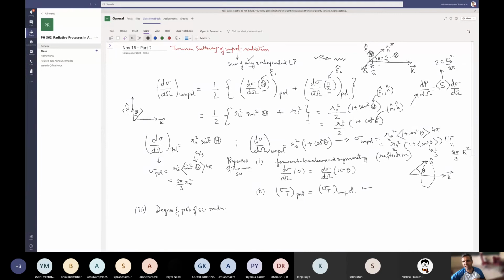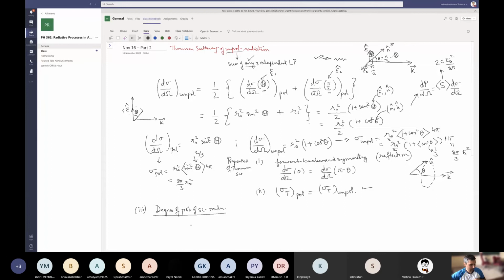But if you're looking at, say, closer to k, you see this as well as this. You'll see equal accelerations in this and this direction. And since they have no phase correlation, you will see unpolarized light if you look along k hat. So what is the degree of polarization?